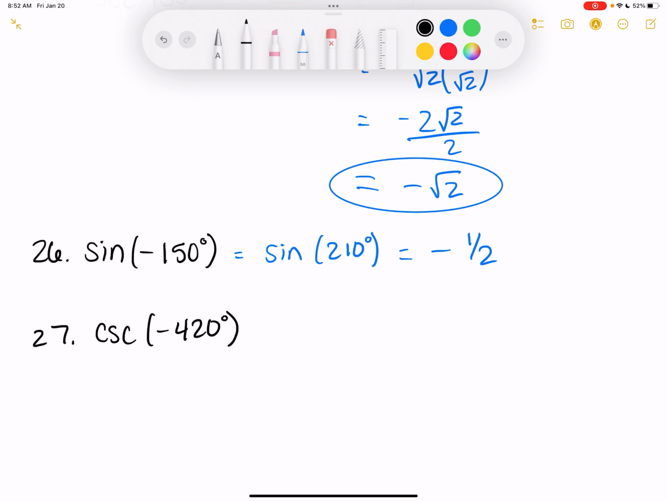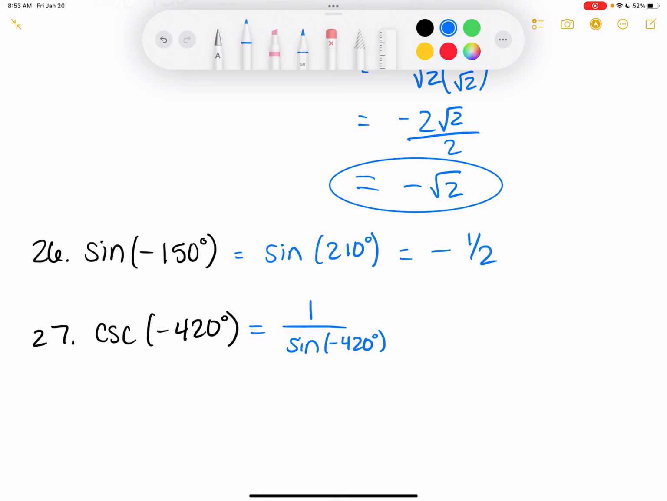So cosecant, obviously not on our unit circle, but what other trig function has a relationship, and what is the relationship? Sine. Sine, and what is the relationship? Flip it, yeah. So 1 over sine of negative 420 degrees.